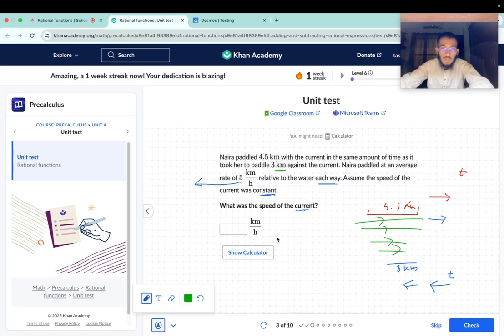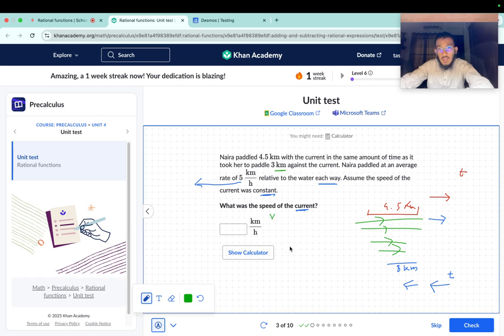So we don't know the speed of the current, but we know that it is constant. So let that be v. But we know that speed or velocity equals distance divided by time. And let's consider this motion when she was going in the same direction. So the distance is 4.5, and we also know the time is the same, and as for the speed, it is 5.